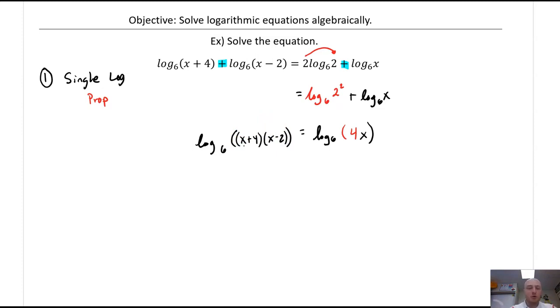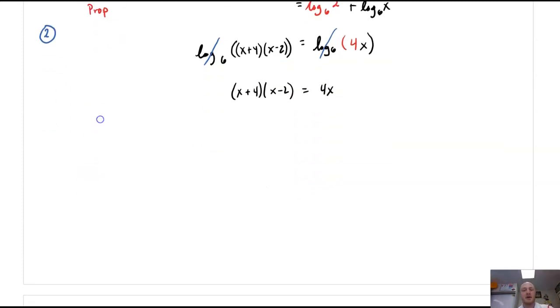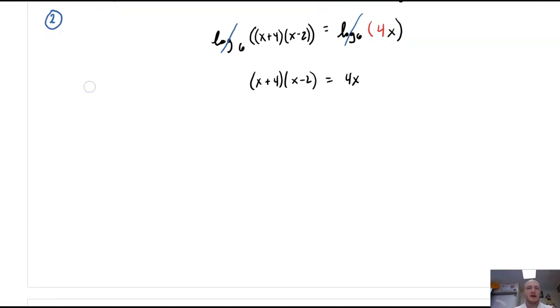So before I multiply out the argument on the left side, I'm going to do step 2, which is the property of equality. I'm going to get rid of those. So now I have x plus 4 times x minus 2, which is equal to 4x. Okay? All right, here's where we do step 3, good old algebra to solve.